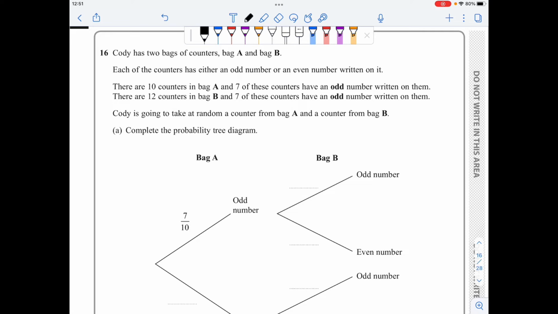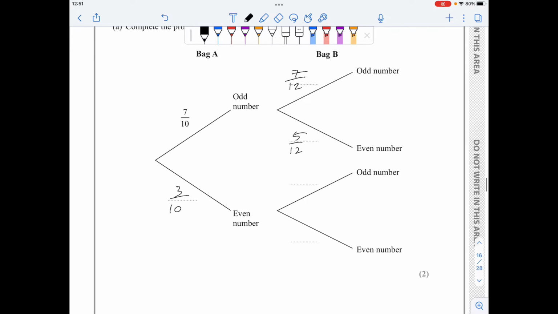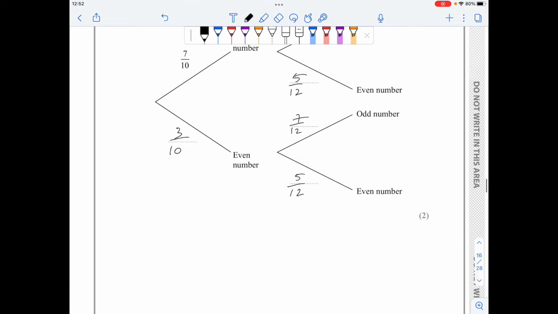For question 16, let's complete the tree diagram. So probability of getting an even number for bag A is 3 out of 10. And then for bag B, I've got 7 out of 12 odd, 5 out of 12 even, and the same numbers below. So this is a completed tree diagram for part A.